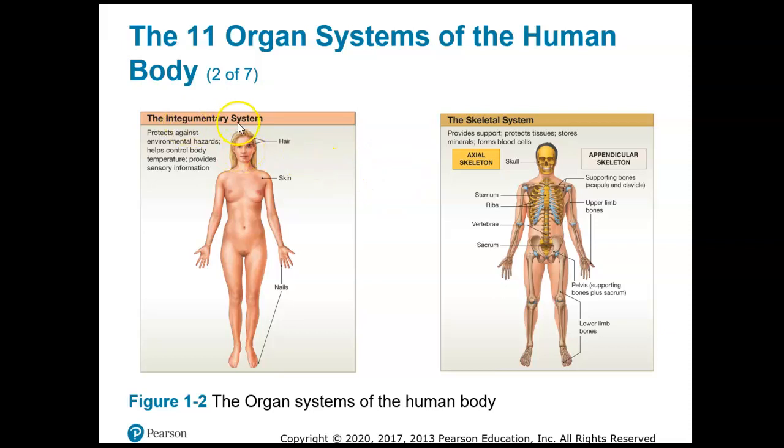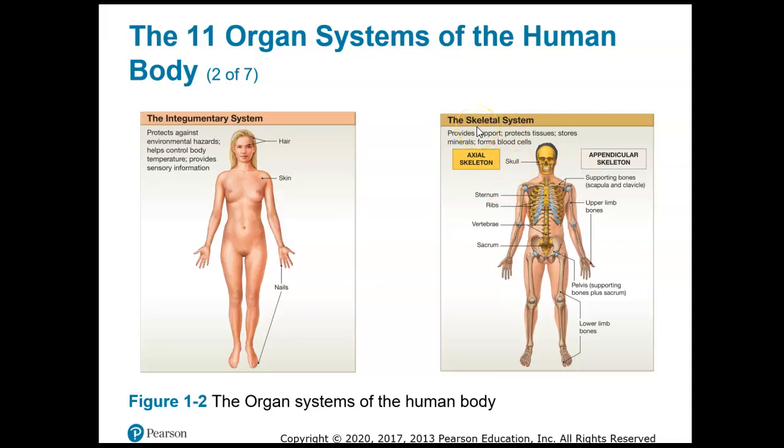So the integumentary system is the skin, the hair, the nails, and also glands like the sweat glands and the oil glands called sebaceous glands. And you can see the general functions of the integumentary system are protection against the environment, helping control body temperature, providing sensations or sensory information like touch and pain and pressure and temperature. Basically hot and cold, not the exact temperature.